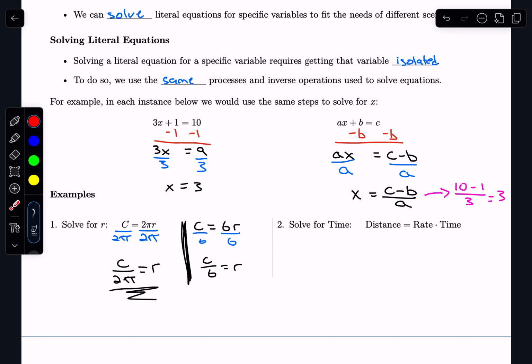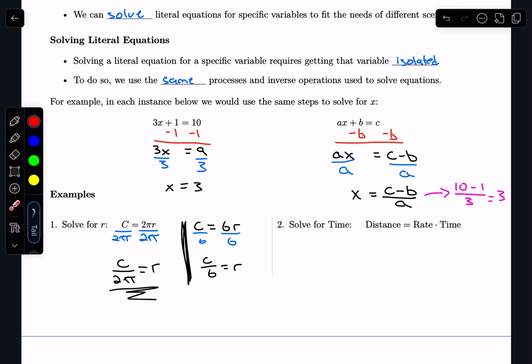In case you recognize it, c equals 2 pi r was the circumference of a circle based on its radius. So we started with circumference in terms of radius, and we ended with radius in terms of circumference. So if you gave me a whole bunch of different circumferences, I could use this formula where I just divide by 2 pi to get all the radii of those circles.